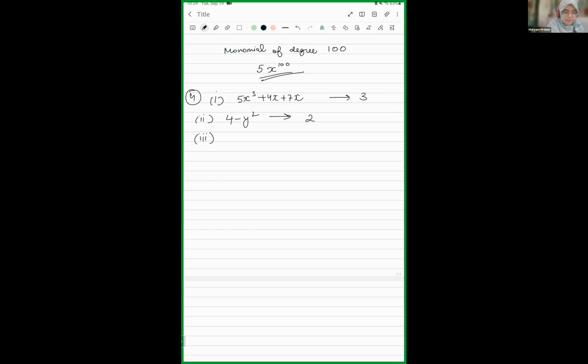What is the next one? 5t minus root 7. Avni? Yes, ma'am. I have to say the degree. It will be 1, ma'am, because it doesn't have a degree. It does. And the degree is 1. Yeah, ma'am, I said 1. But you also said it doesn't have a degree. What does that mean? But I said 1 also.